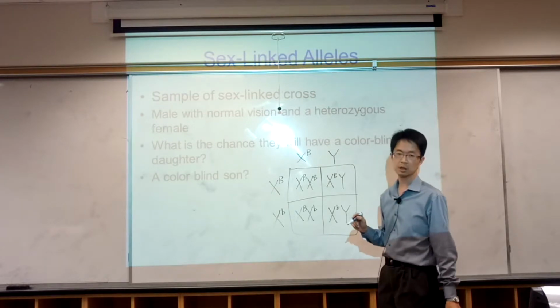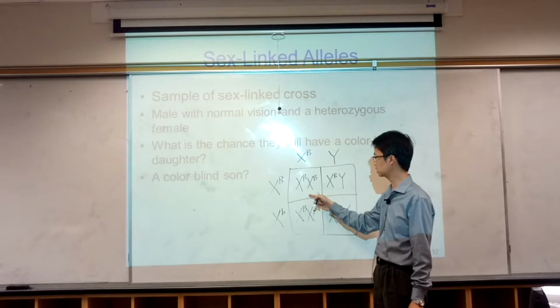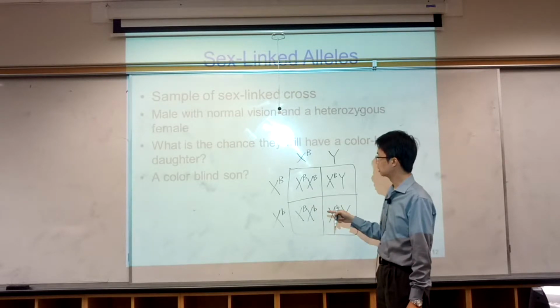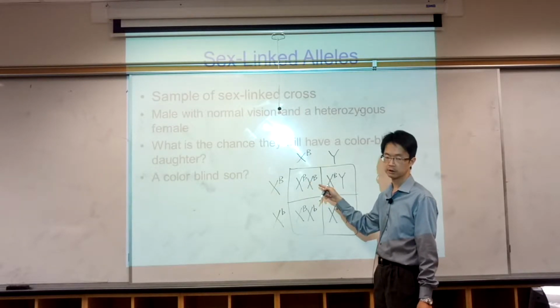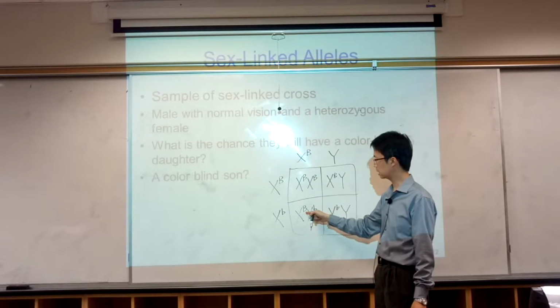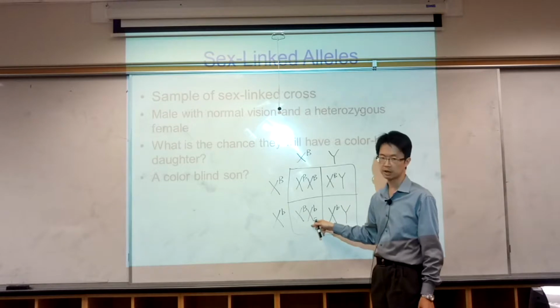So daughter is X chromosome. So it is this one, this one, and this one. So you can see that in this case, you have uppercase B, uppercase B. That means this daughter will be healthy and normal. This daughter has uppercase B and lowercase b. This daughter will be a carrier.